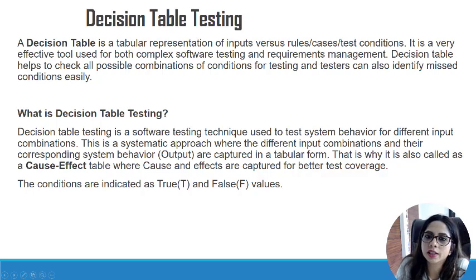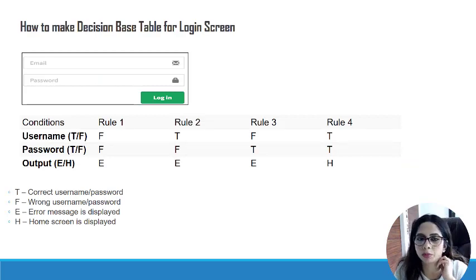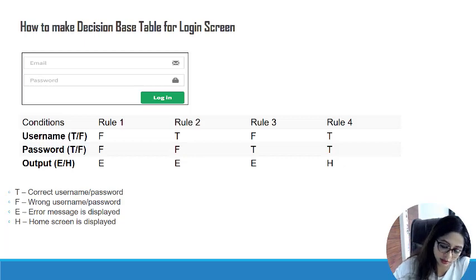So let's create a decision table for a login scenario. If you can see on my screen, there is a screen which has an email address, password and login button. Now we all know that it will be possible to log in successfully only when the email address and password both are correct. So here the AND logical operator comes into the picture, and it will be true only when both email and password are true.